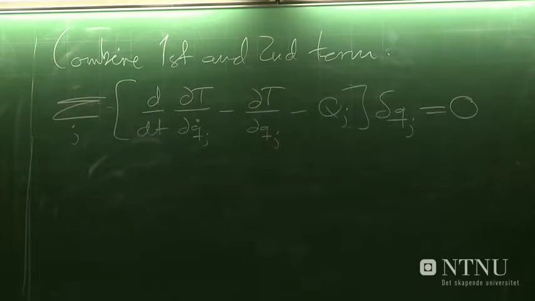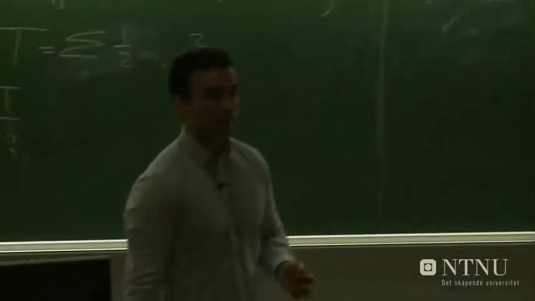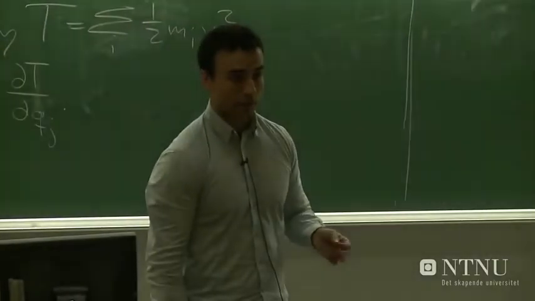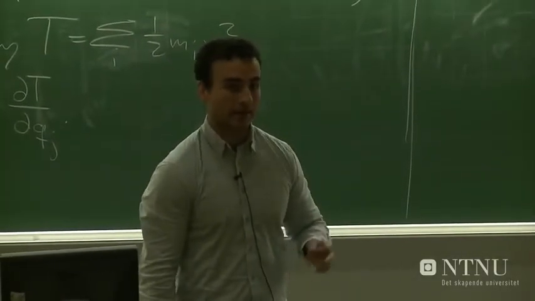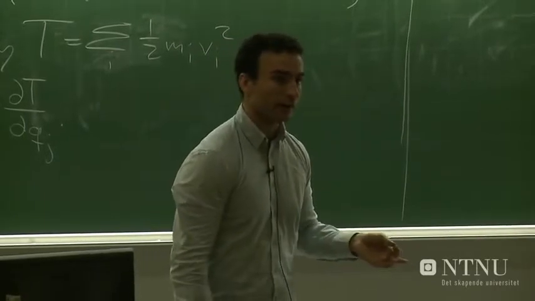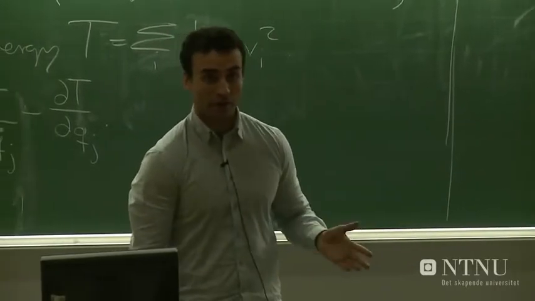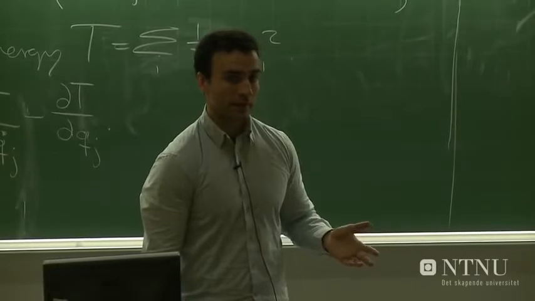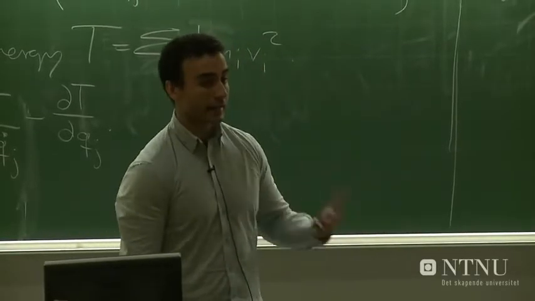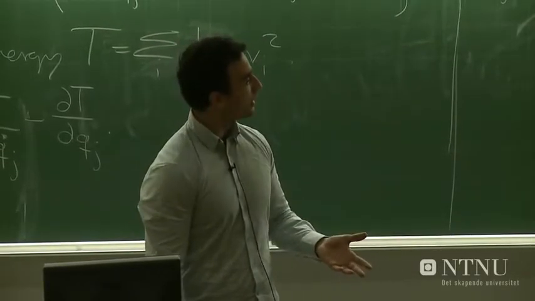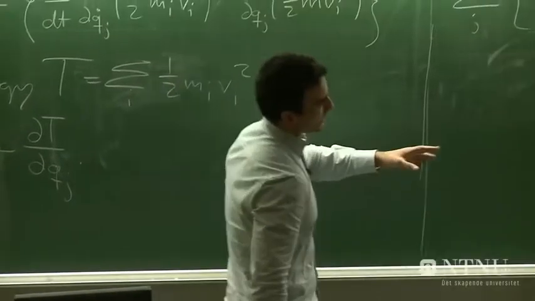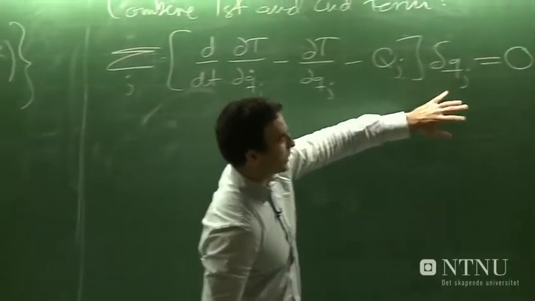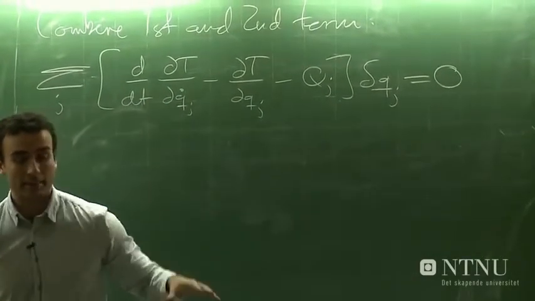Now, one of the virtues of introducing these generalized coordinates q is that they take into account the constraints of the system, so that they are actually independent. The original position vectors are dependent on each other if you have constraints in the system, but the generalized coordinates q take into account these constraints and thus are independent. So it means that each delta q_j in this sum is independent of each other.